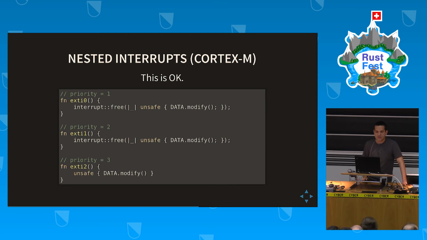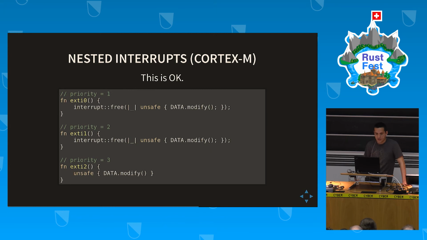Let's say that we are working with Cortex-M microcontrollers, and we have these three interrupts contending for the data, but this time we know the priority of each one. This version of the program is memory safe. Note that only the two lower priority interrupts need to lock the data before accessing it, because they can be preempted by the highest priority interrupt. And the highest priority interrupt doesn't need any lock to access the data, since it cannot be preempted by anything else.